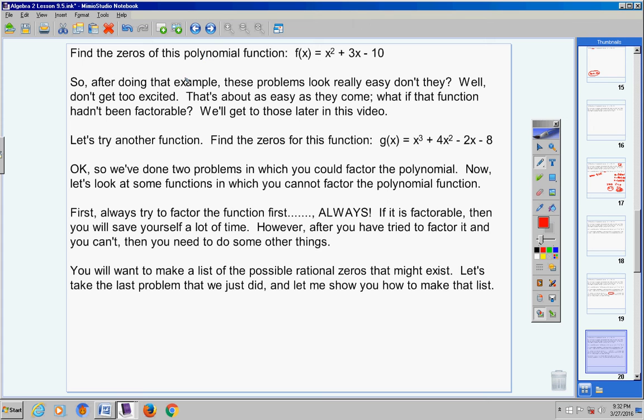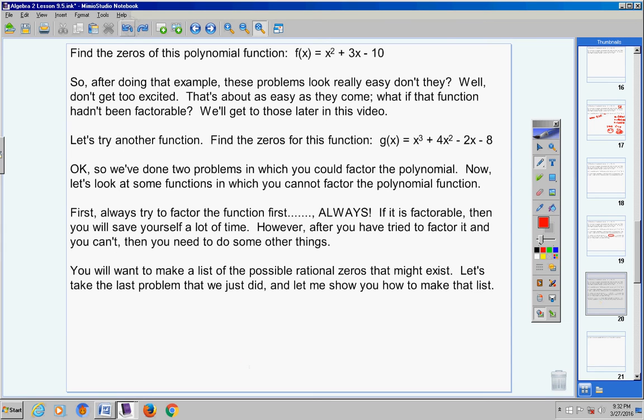Now, let's take a look. Let's take the last problem that we just did. Let me show you how to make that list, okay? Because, listen, guys, is everyone listening? Listen. There's no way you can find the zeros unless you make a list of numbers that you can test to see if they are zeros. So there is a certain specific way to find or to make a list of possible rational zeros. And I want to show you that right now.